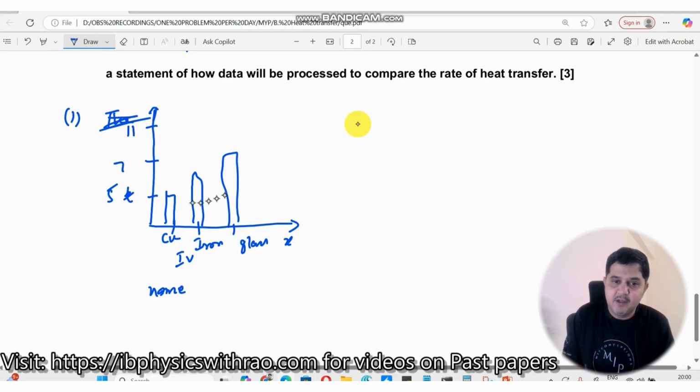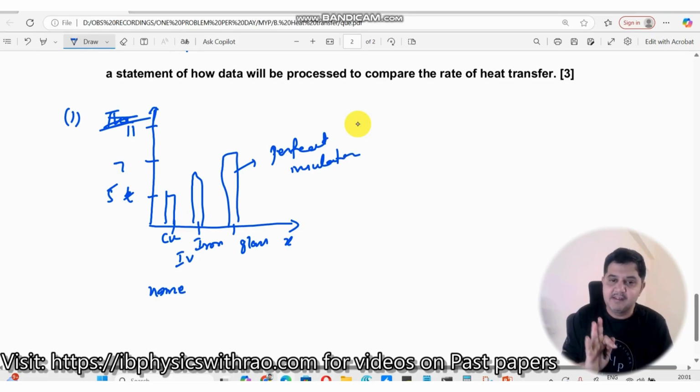Okay. So now we have got the graphs. What does this graph tell you? Let's say I have this glass one, it has a lengthier bar. So what does it tell you? It tells me this is a perfect insulator. Now I have 3 marks, so now I need to write it.